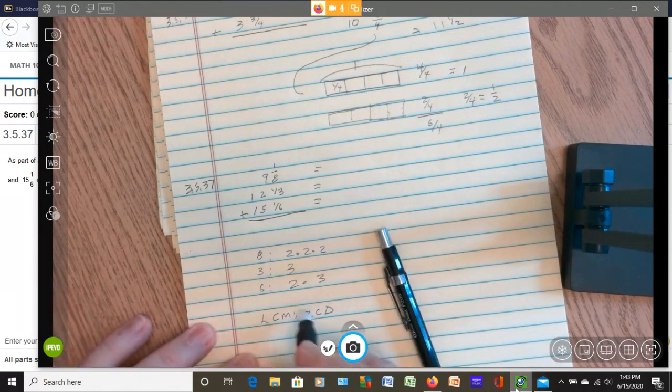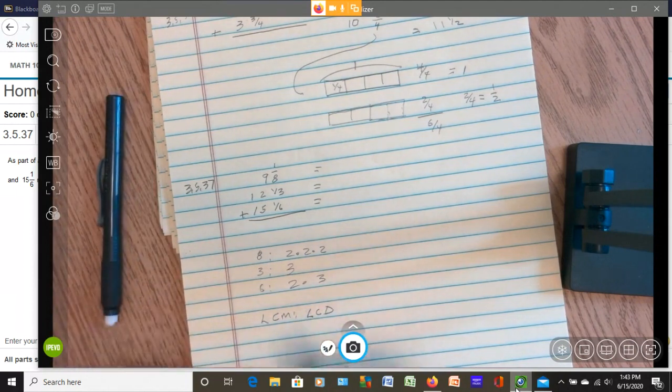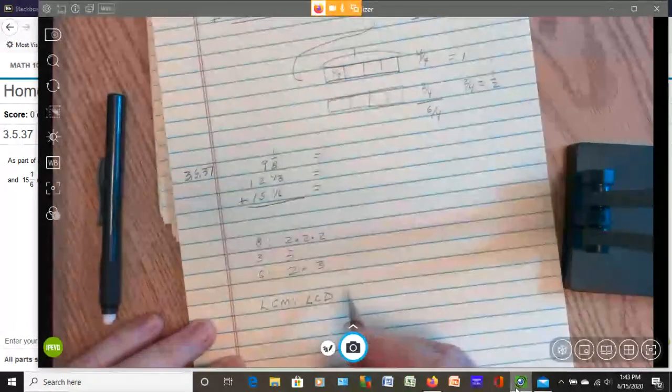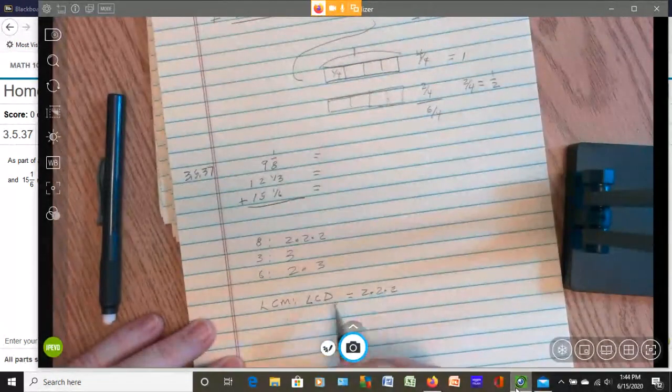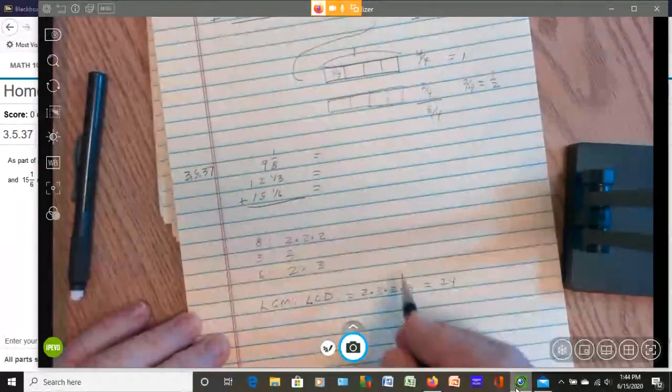And then the technique to develop the lowest common multiple, which is then going to be used as the lowest common denominator, will be to look at this prime factorization and bring down each of these individual factors the greatest number of times they occur in any one factorization. 2, 3 times. 3, 1 time. Okay. So what did I get here? 2 times 2 is 4 times 2 is 8 times 3 is 24. So the lowest common multiple, and therefore the lowest common denominator, is 24.